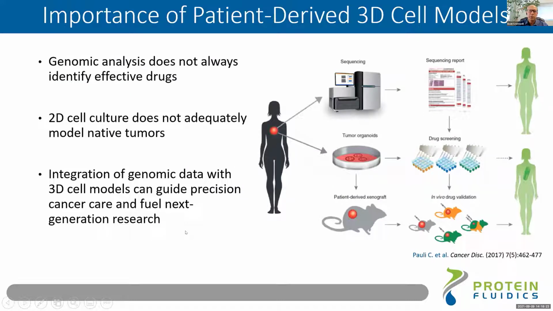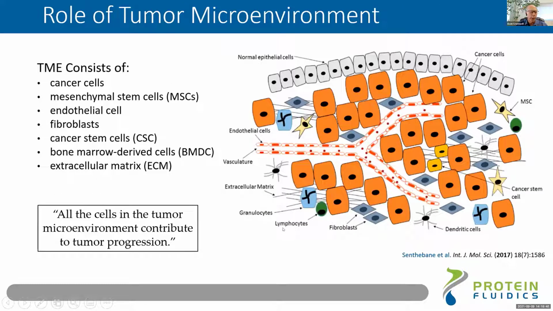For the importance of patient-derived 3D cell models, I think Jens showed this same graphic earlier. A lot of precision medicine has been focused on genomic analysis, but now people are starting to realize that you really need the complementary information from 3D cell models, and more exactly, 3D cell models that really recapitulate the tumor microenvironment. And that tumor microenvironment is really complex too.